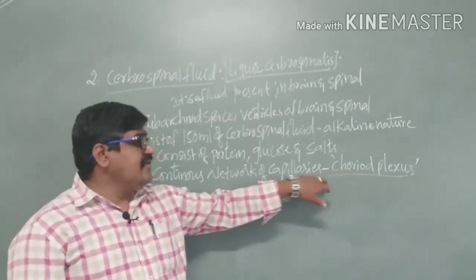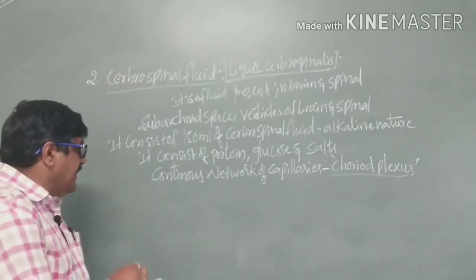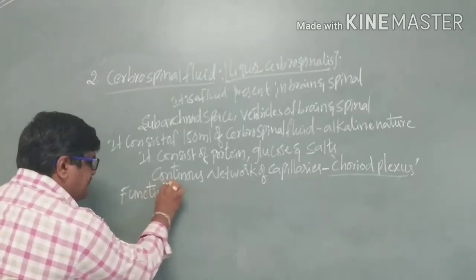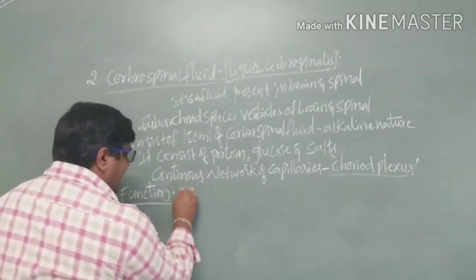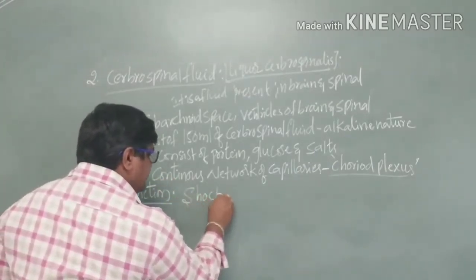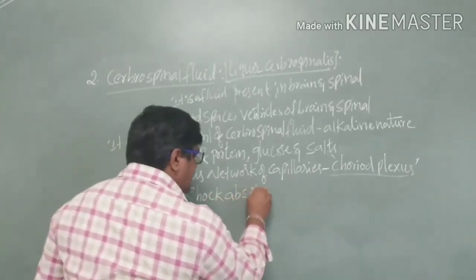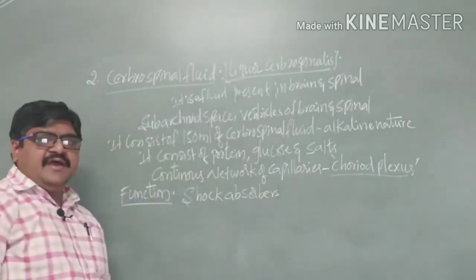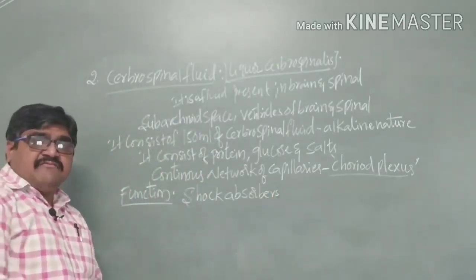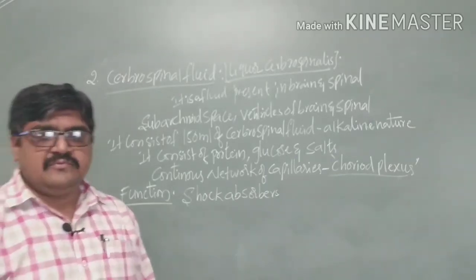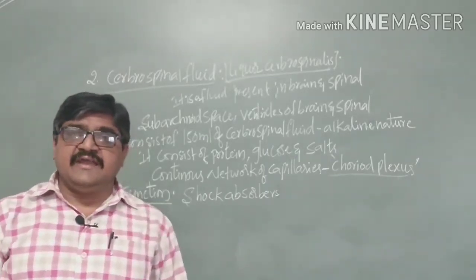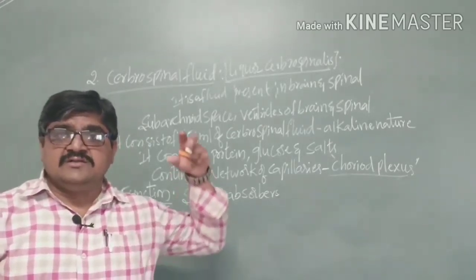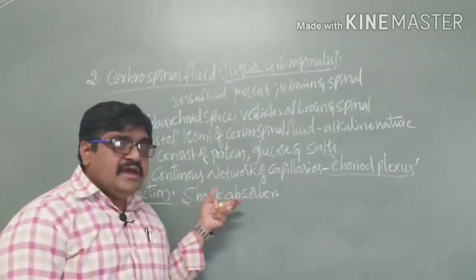Now we come to the functions of the cerebrospinal fluid. The first one is that it acts as a shock absorber. Absorber means it is a fluid which gives frictionless movement, and it gives a definite pressure relief.